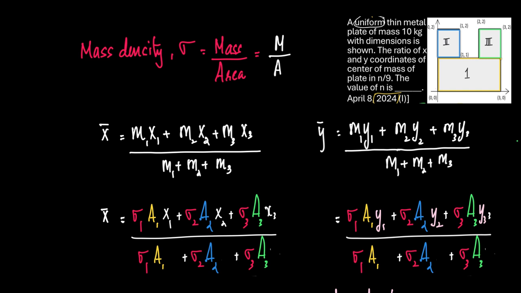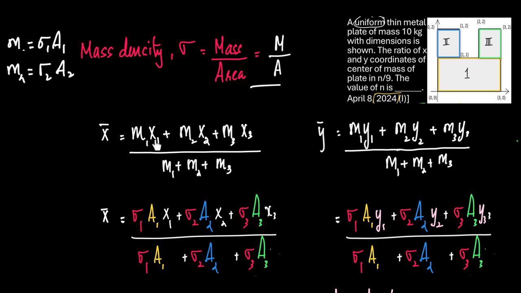Now, if sigma is equal to m by a, from this relation, I can write that m1 is equal to sigma 1 a1, right? Similarly, I can write m2 will be equal to sigma 2 a2 and m3 would be equal to sigma 3 a3. One more time, we have m1 replaced by sigma 1 a1. How? Because sigma is equal to mass by area, and therefore mass is equal to sigma into area. And we have m2 is equal to sigma 2 a2, m3 is equal to sigma 3 a3.